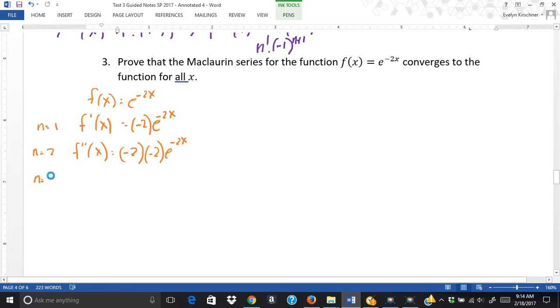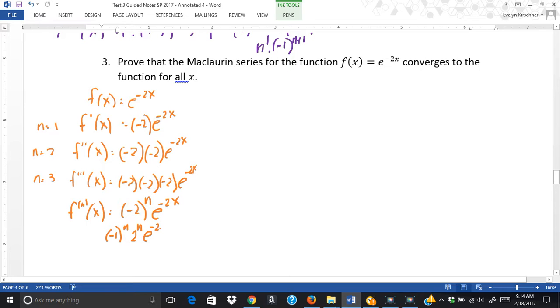My third derivative is negative 2, negative 2, negative 2, e to the negative 2x. So we see a pattern here. So my nth derivative is negative 2 to the nth power times e to the negative 2x. So I want to bring out my negative 1. So I have negative 1 to the nth power times 2 to the nth e to the negative 2x.